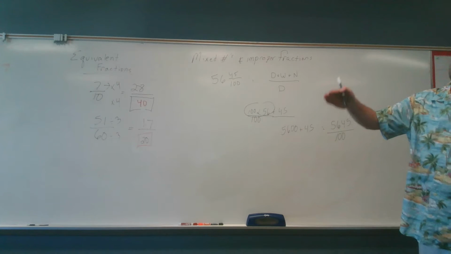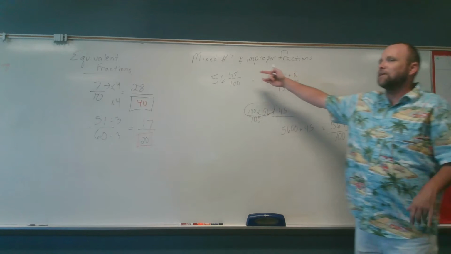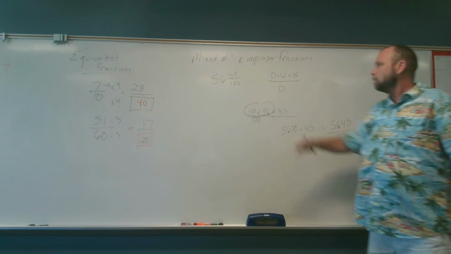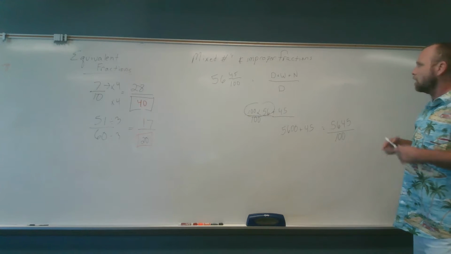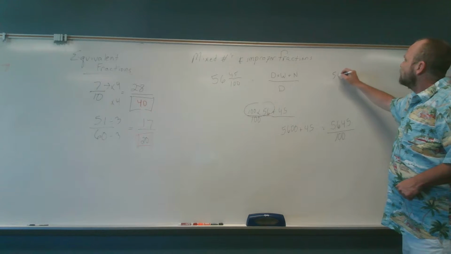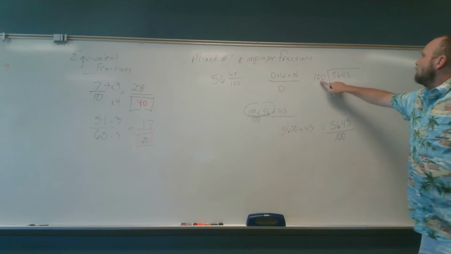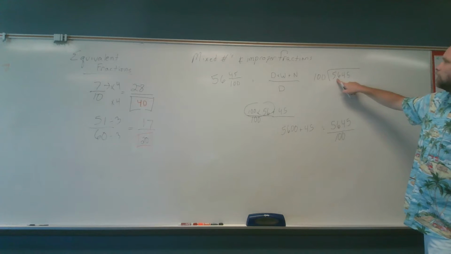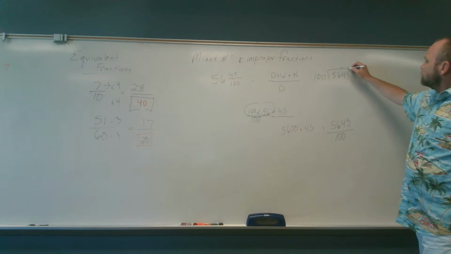I could simplify this if I wanted to, but let's take it backwards. Let's take 5,645 divided by 100. Is 100 going to go into 5? No. Is it going to go into 56? No. Is it going to go into 564? Yes. So I'm going to have a 2-digit quotient.